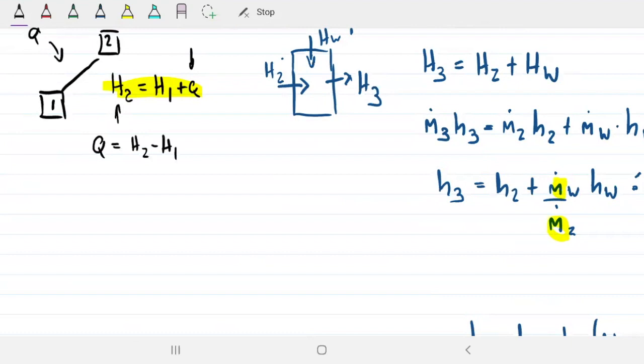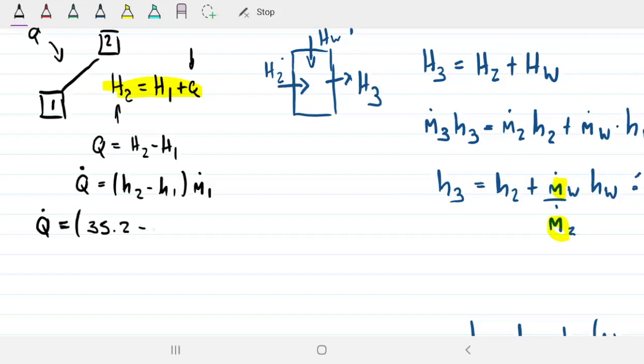We know that our Q will simply be H2 minus H1. And if we want rate, then that means we're going to have to use the mass flow rate. Since the mass flow rate is the same for all of them, you can pick 1, 2, or 3, it doesn't really matter. That means that our Q rate going into the heating section will simply be 35.2 minus 23.5 times 0.32. And so this is part B.